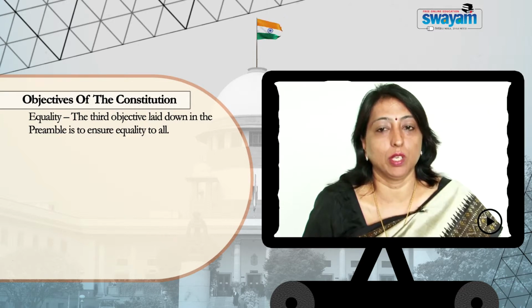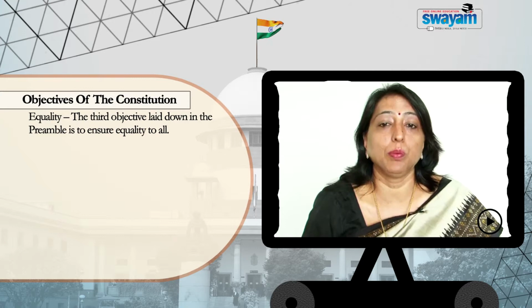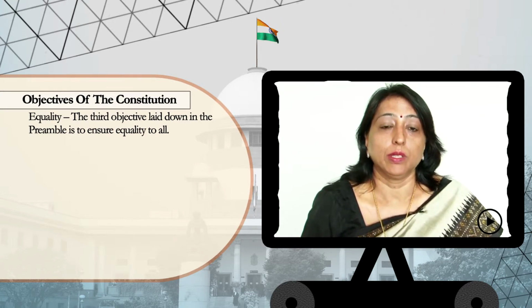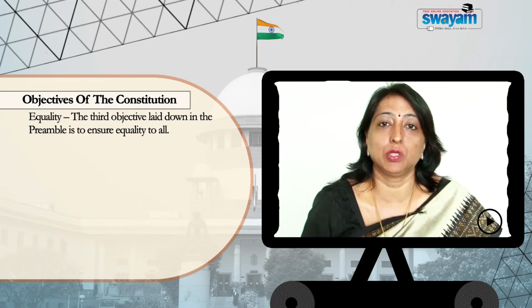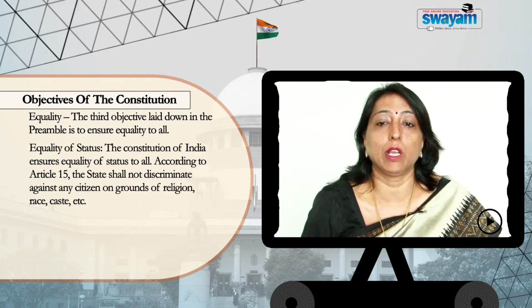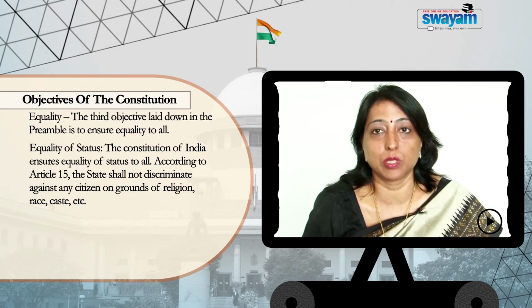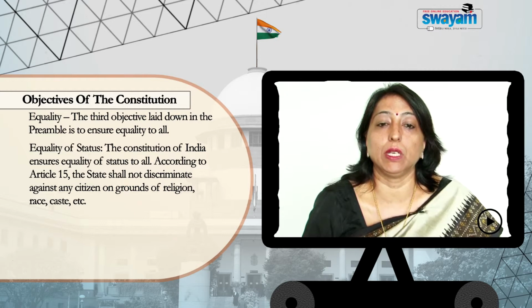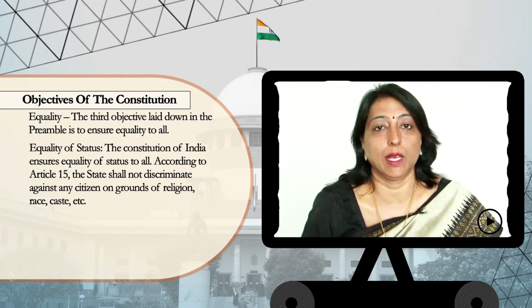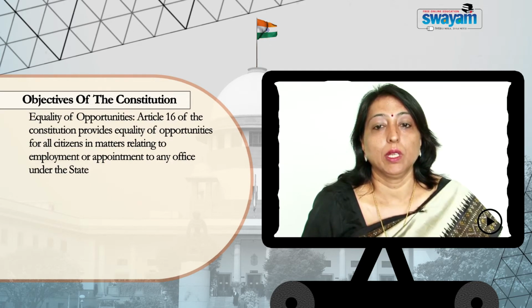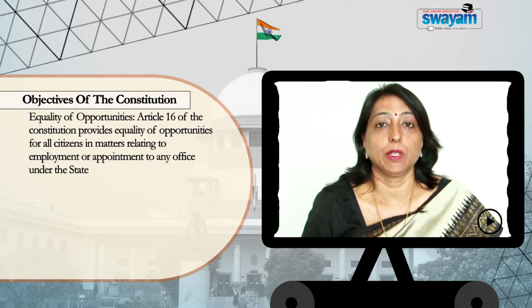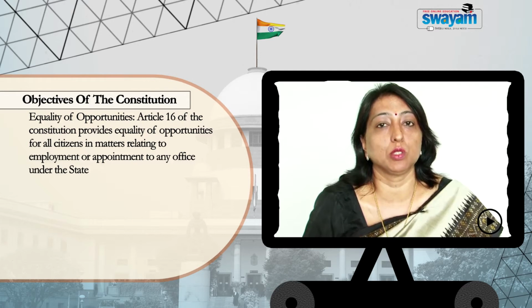Equality is another important objective laid down in the preamble. Equality would mean India wants to ensure equality to all, which would include, one, equality of status. The Constitution of India ensures equality of status to all. According to Article 15, the state shall not discriminate against any citizen on grounds of religion, race, caste, etc. Then there is equality of opportunity, whereby Article 16 of the Constitution clearly mentions that equality of opportunity will be provided for all citizens in matters relating to employment or appointment to any office under the state.